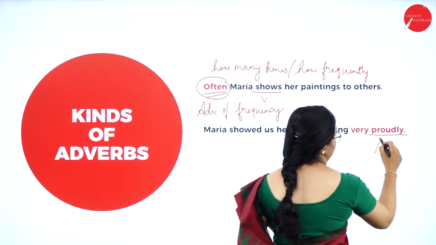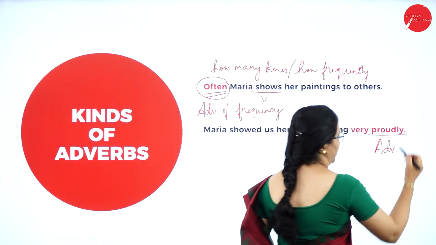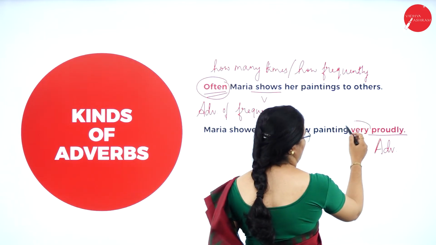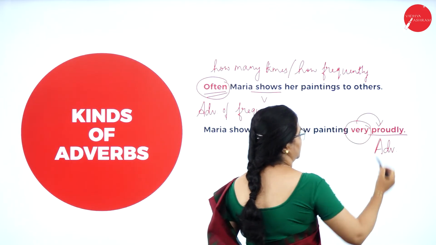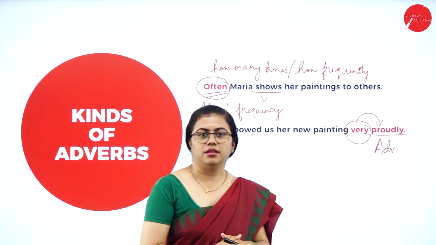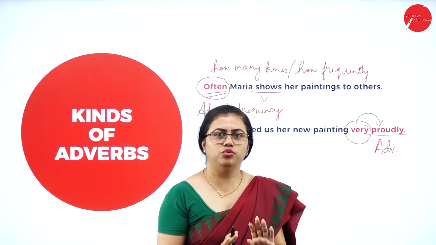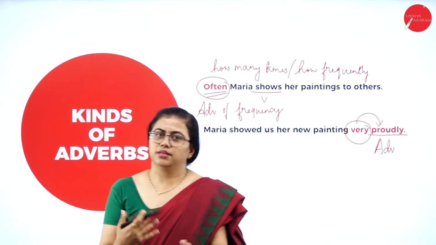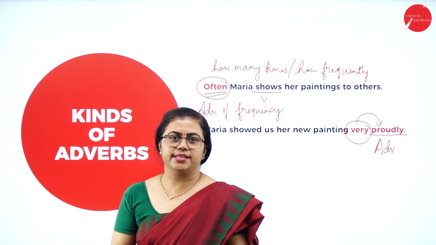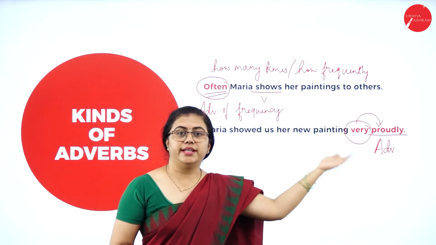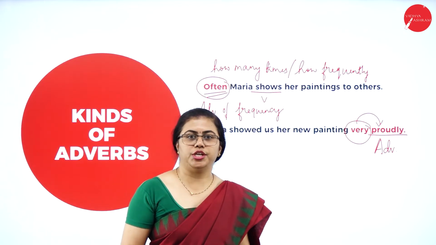This is one. Proudly is already an adverb, isn't it? Here, another adverb is modifying this adverb. Suppose I say, I am angry. So it is telling you that somebody is angry. Angry is not an adverb, I'm just telling you, angry is actually an adjective. So here there is already an adverb. It is telling to what extent she is proud.